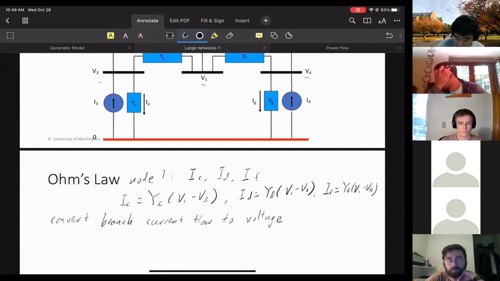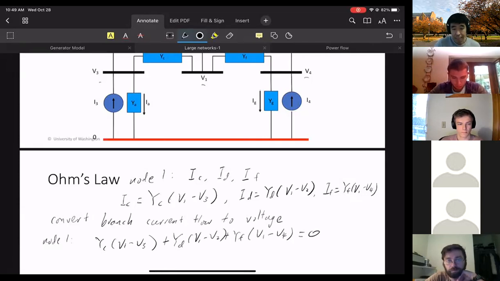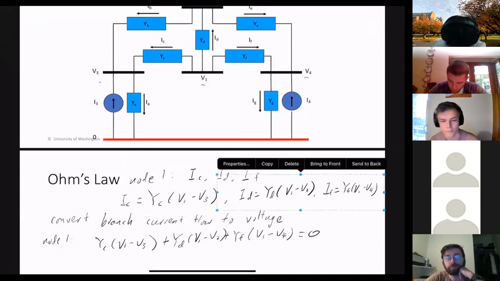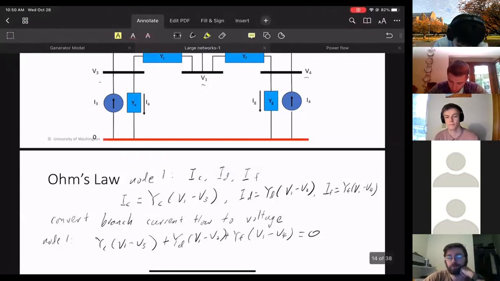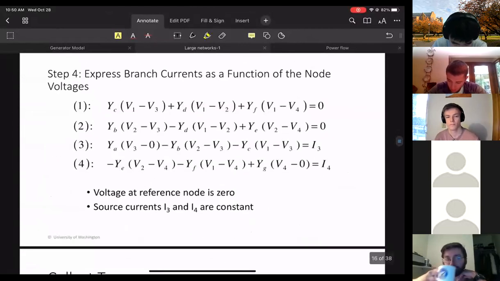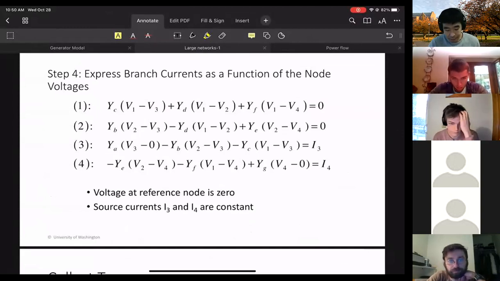So for example, for node one we have YC (V1 minus V3) plus YD (V1 minus V2) plus YF (V1 minus V4) equals zero. And similarly, we can do it for the rest of the nodes. Any questions with this? Okay, if you do this, we can express them all into this kind of equations. So we're almost there.